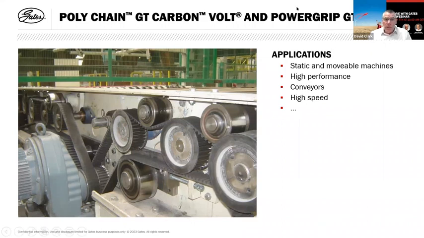Looking at some of our main belt types, Polychain GT Carbon Volt and Powergrip GT4. These are two of our highest powered belts in the Polychain range and in the rubber belt range. Polychain are a belt made with a thermoset polyurethane, and Powergrip GT4 is an ethylene elastomer-based rubber belt.